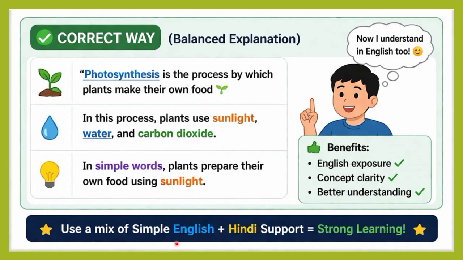Use a mix of simple English plus Hindi support if you want for more clarity. And this will equal strong learning. So now the student can understand. Now I understand in English too. What is the result? The child is able to understand the terms. He'll be exposed to English terms and he'll learn better. And what will be the benefits? Benefits will be English exposure, concept clarity and better understanding.